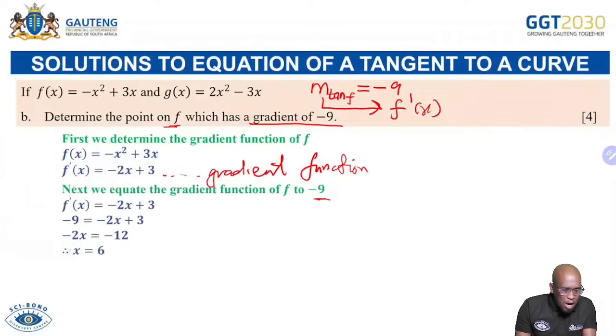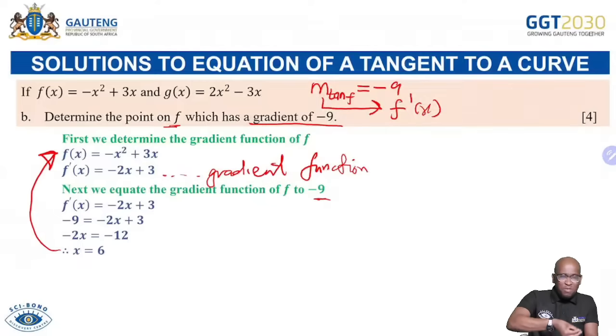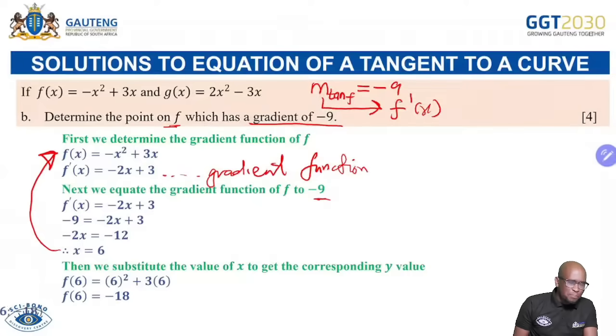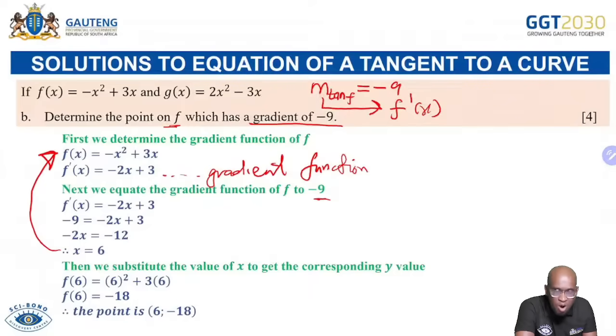So now we are going to go back to the original equation to substitute the x value of the point of contact into f to get the corresponding y value, all right? So when we do that, we get that f of 6 is negative 6 squared plus 3 into 6, which gives us negative 18. So the point of tangency, or the point of contact, is (6, negative 18). All right. Hope that you understood how we came about that.